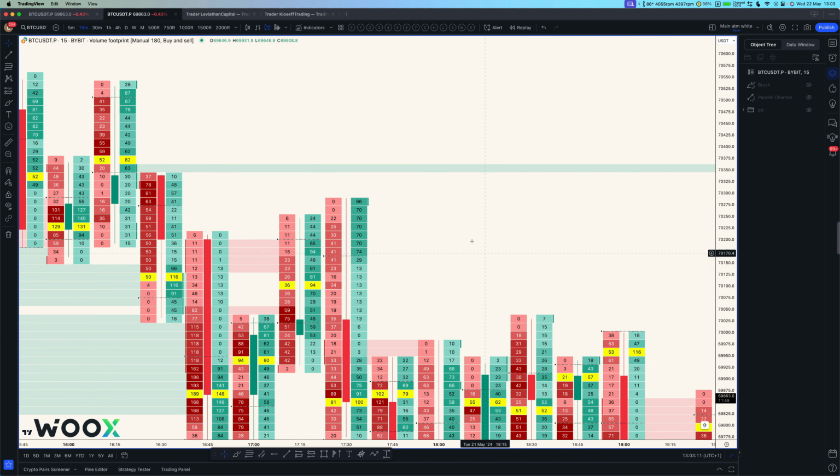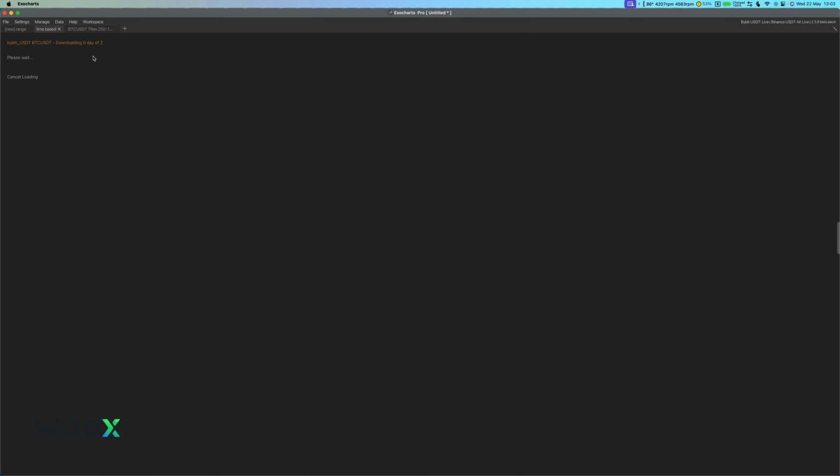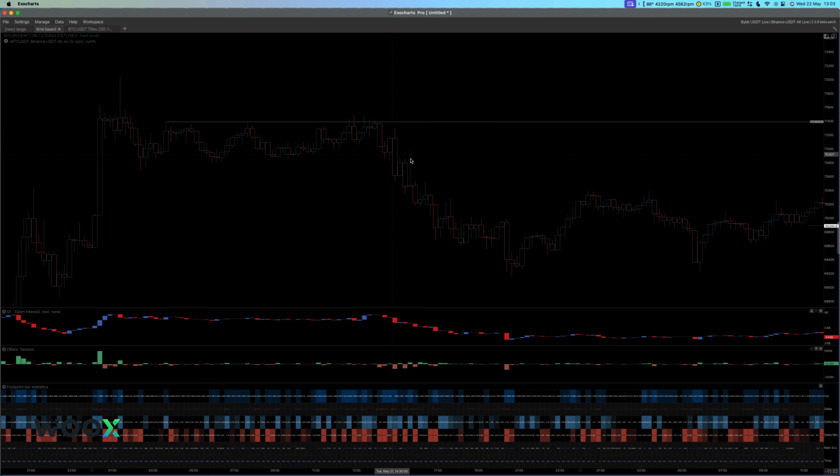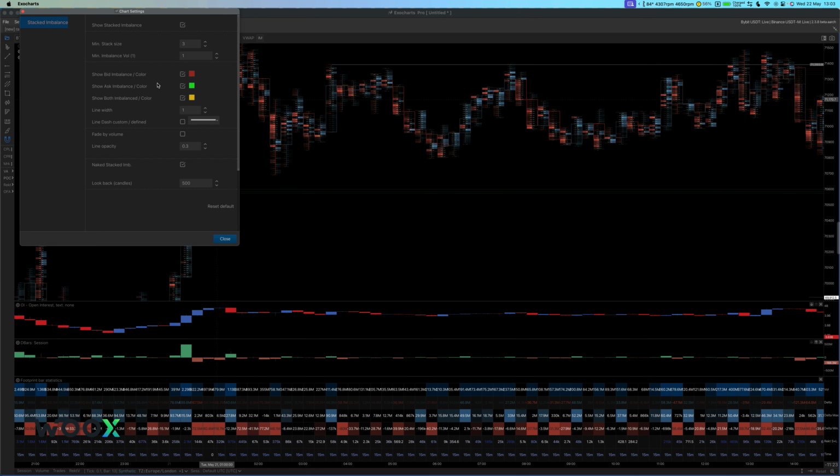This is a new template I've done, so I'm actually using this now all the time. But what you can do here, if I head over to this really quickly, is in Exocharts, we'll move this up. You've got this imbalance option, where you can see the imbalance comes out and extends. But if you go to settings, you've got this minimum imbalance volume.